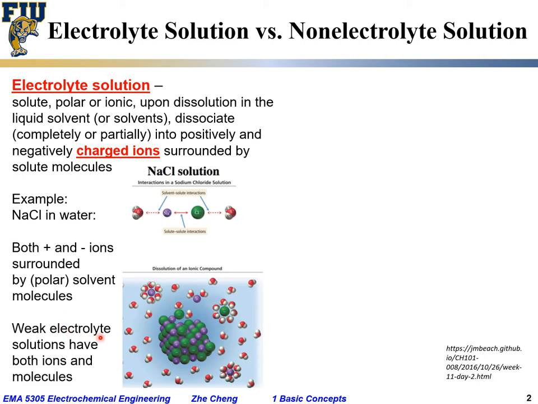Another thing that we want to mention is that for an electrolyte solution made of a weak electrolyte, such as acetic acid, in the solution we could have both positively and negatively charged ions as well as the whole acetic acid molecule. Some of those molecules do not dissociate into ions. That's why we call them weak electrolyte solutions. Hopefully this is what you already learned in high school or college chemistry.